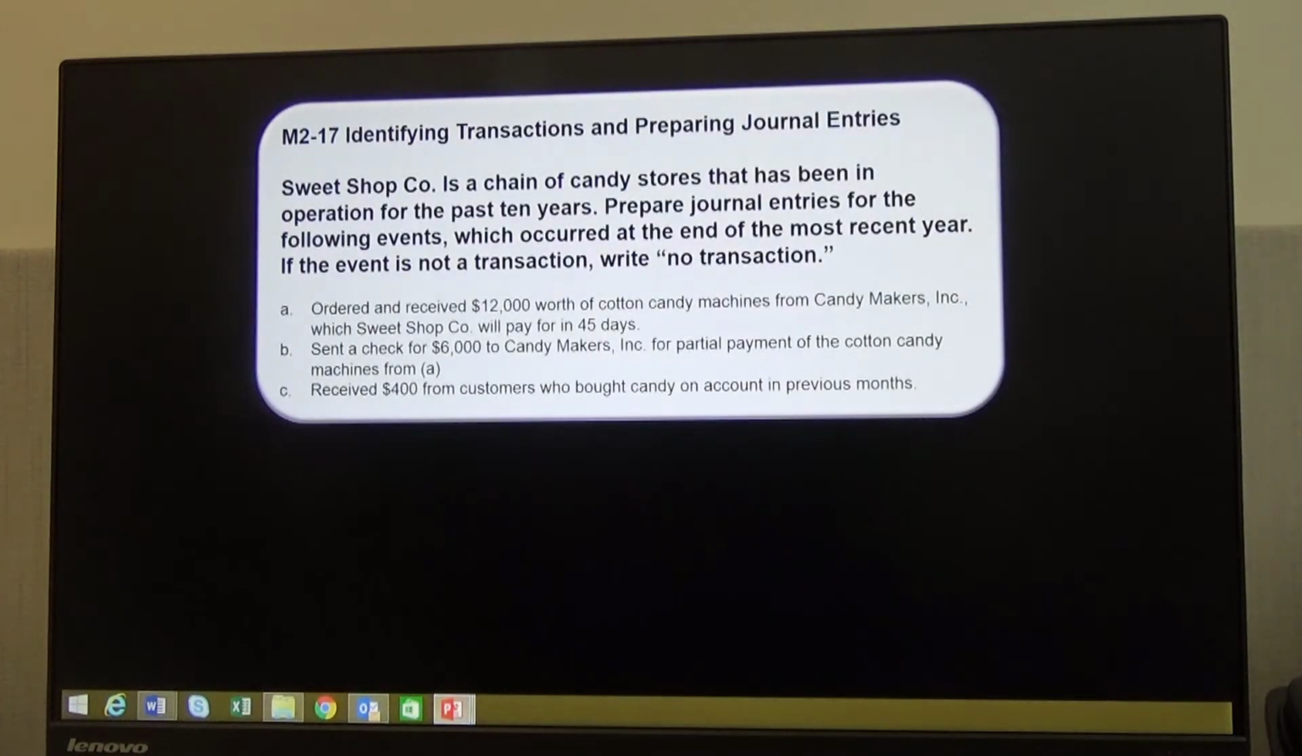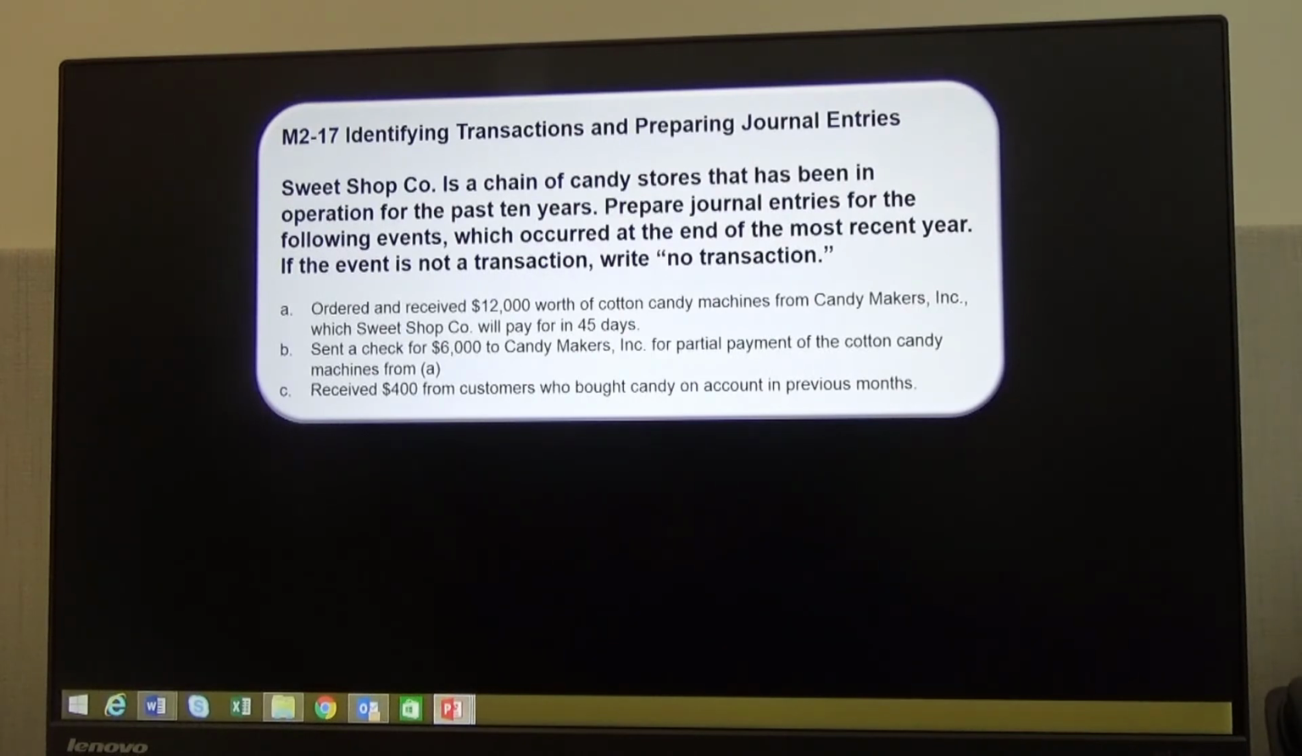Okay, here's another one, Sweet Shop Inc. It's got some transactions or activities there that we need to determine if they are transactions, and if so, what they would make for their journal entries. The first example, they ordered and received $12,000 worth of cotton candy machines, so that's equipment, and they're going to pay for it within 45 days.